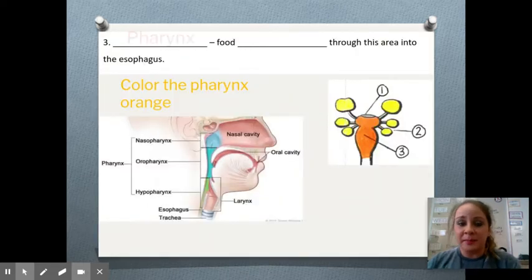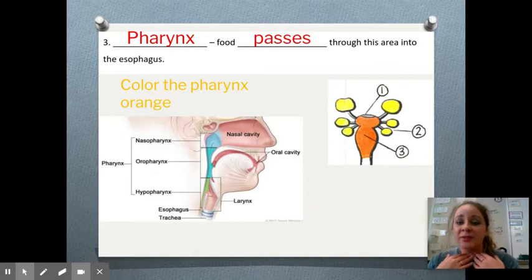But step 3 is your pharynx. Food passes through this area and into your esophagus. Okay, your esophagus is your throat. Most people call it their throat, but it's your esophagus. There's other things in your throat that can be located in that same area, but for digestion, it is esophagus.